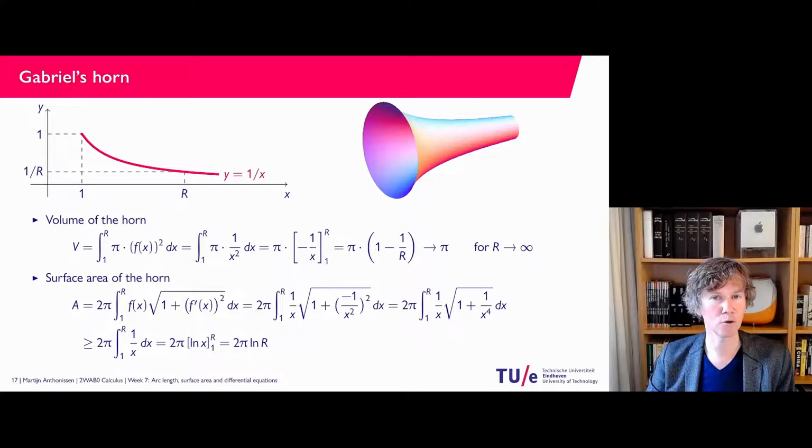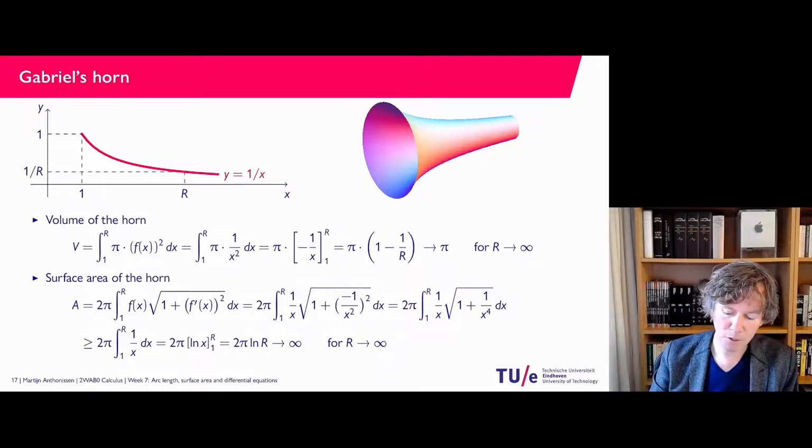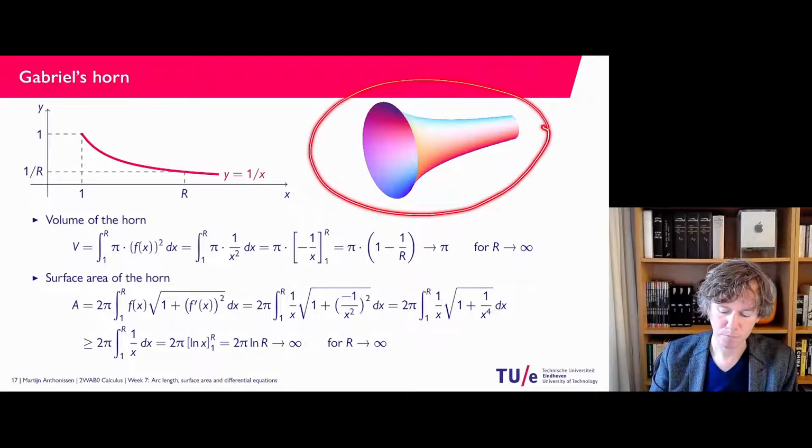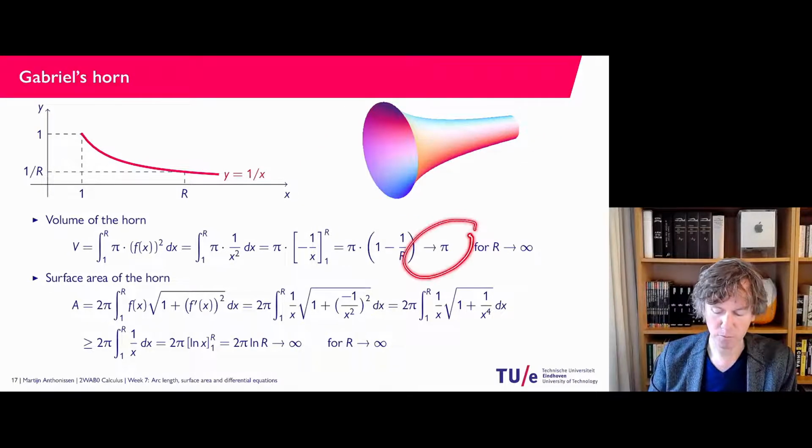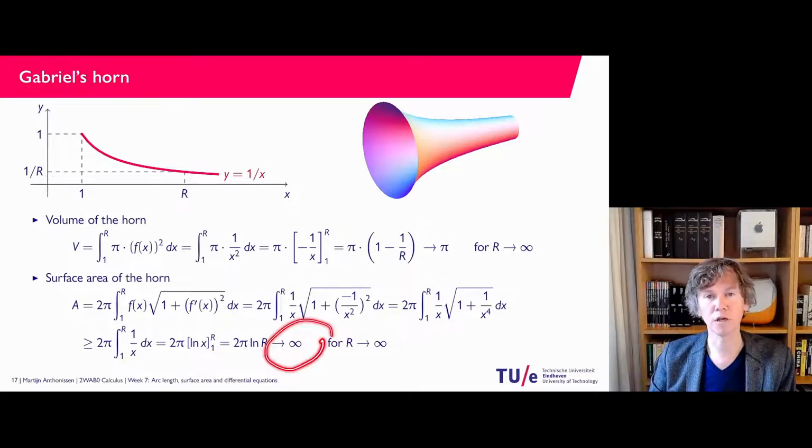And now something strange happens. Because if I now let r go to infinity, you know that the ln of x for x going to infinity is also going to infinity, very slowly, but it does. So this goes to infinity for r going to infinity. So apparently the trumpet that I have here has a finite volume because this integral goes to pi, but the area is going to be infinite. So I can fill it with paint, and I need pi liters for that, but I cannot actually paint it because the area goes to infinity.